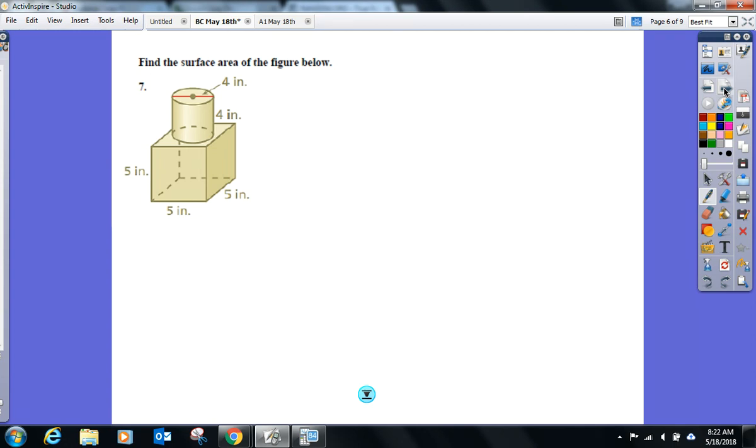Are all the faces showing on the cube? No, part of that 6 face is being covered up. While calculating surface area, you cannot calculate things that are being covered up. It is only everything on the outside that is showing that counts as surface area. So let's start with the cylinder surface area.